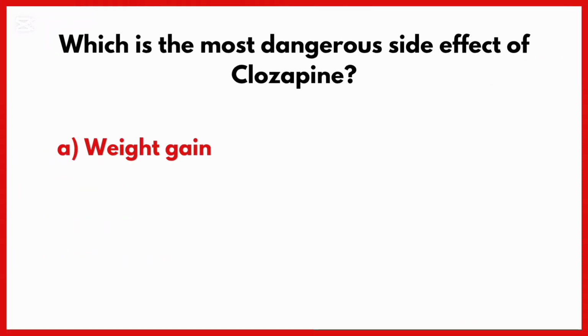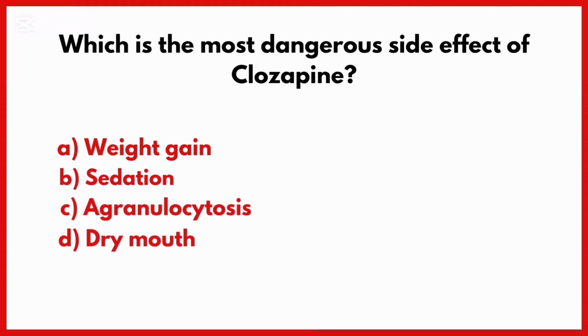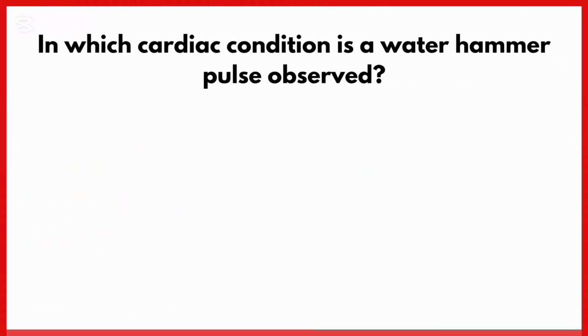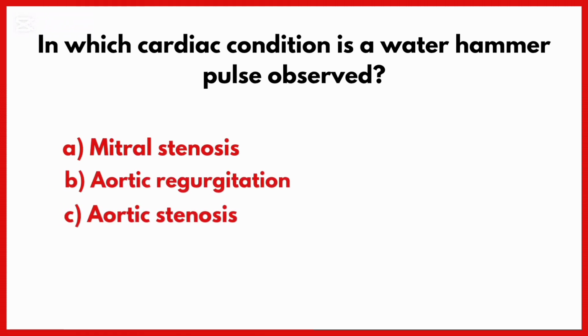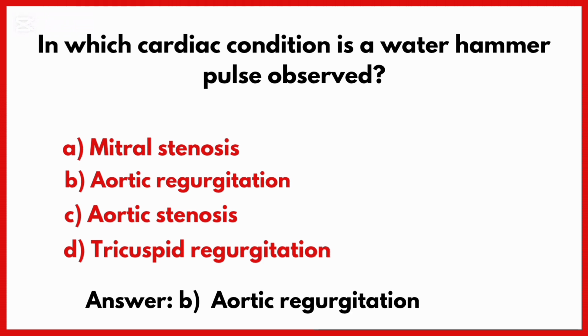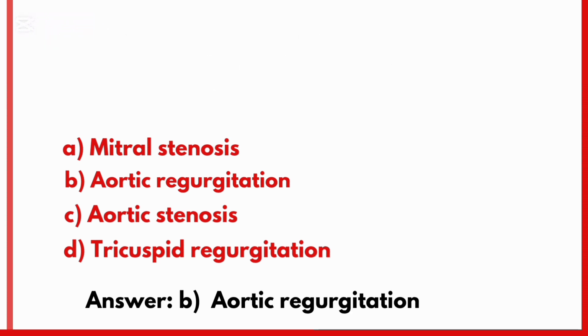Which is the most dangerous side effect of clozapine? Correct answer is option C, agranulocytosis. In which cardiac condition is a water hammer pulse observed? Correct answer is option B, aortic regurgitation.